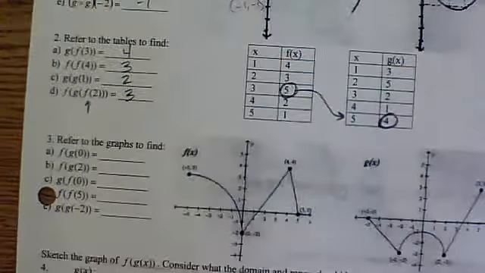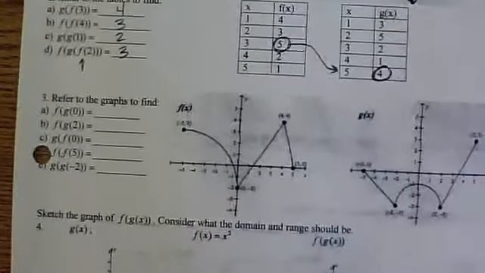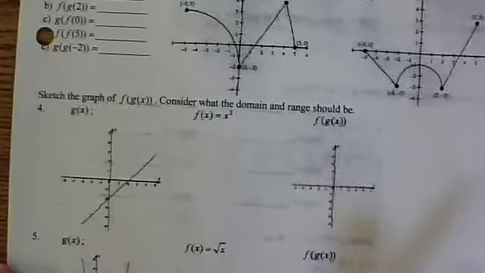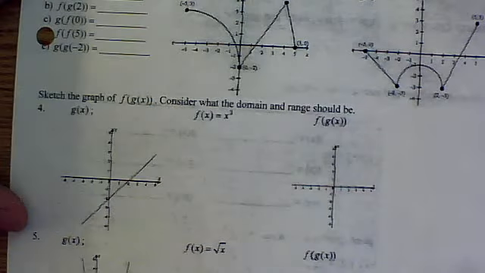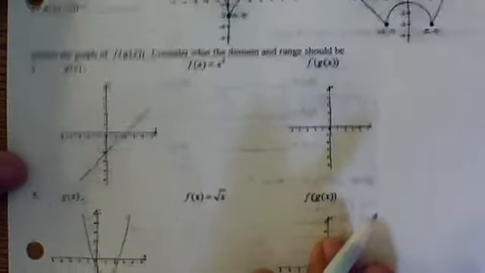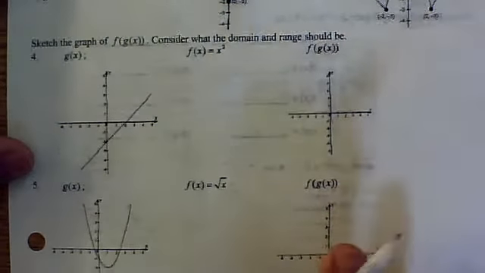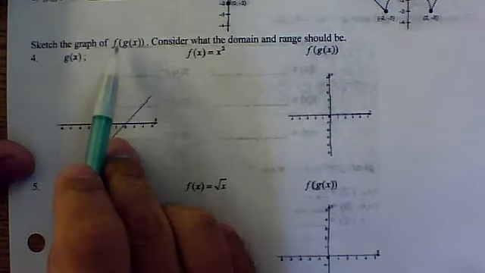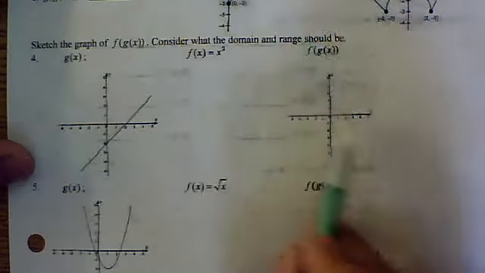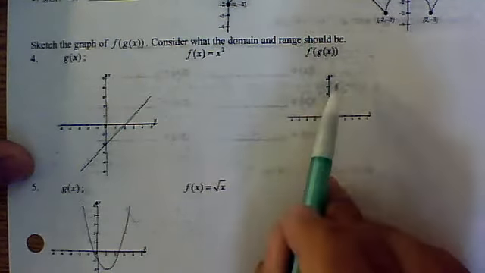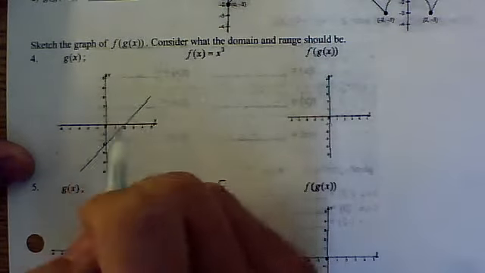I'll go ahead and skip part 3 there. It's the same thing, just looking at graphs. Down here, on part 4, we're going to do the same thing. We're graphing f of g of x over here on this coordinate plane. We're going to choose some points here.